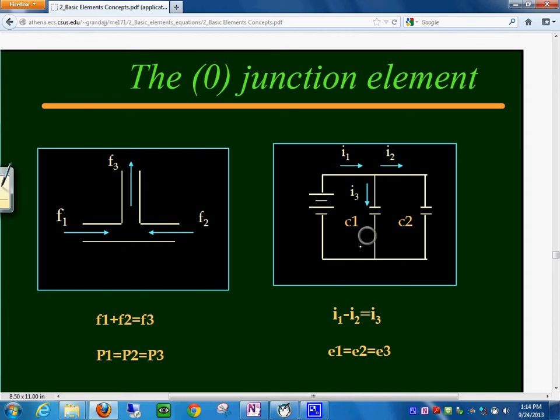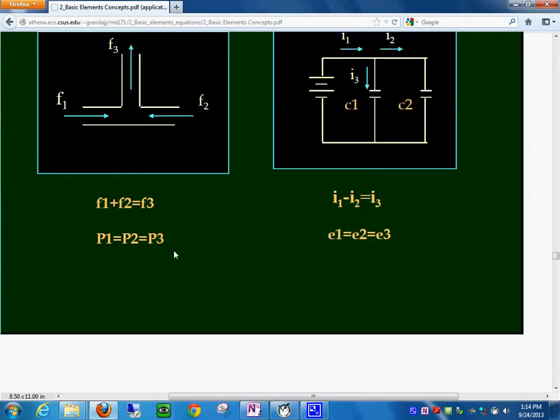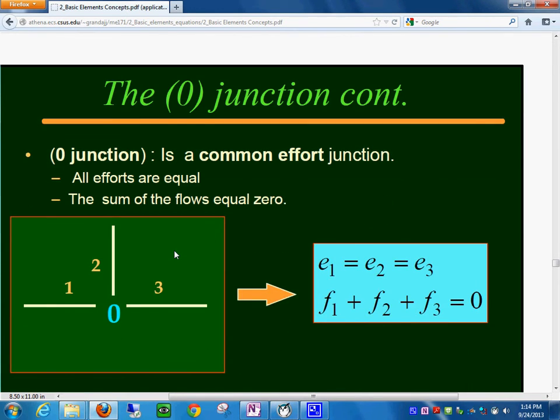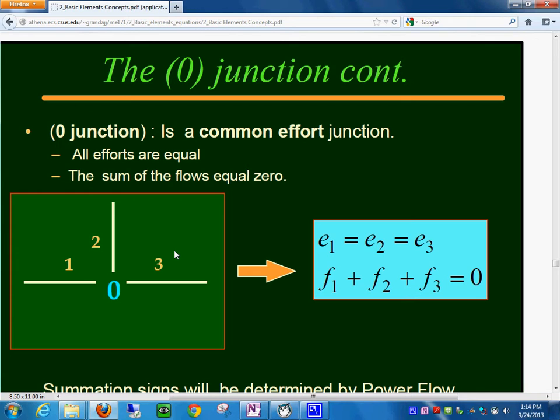In this case, all the voltage is constant. In this case, the pressure is constant, but the flows need to sum because of the junction, because of the connection, I would say. So this is called the common effort junction, where all the E's are the same, but the flows will have to sum.